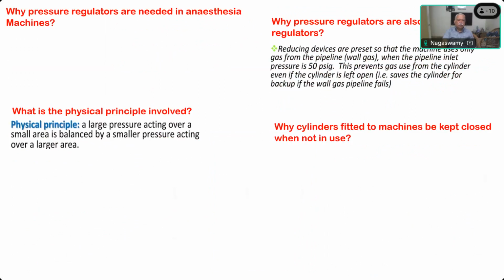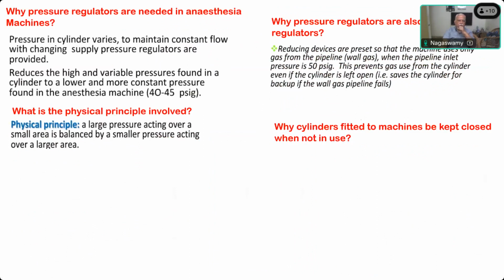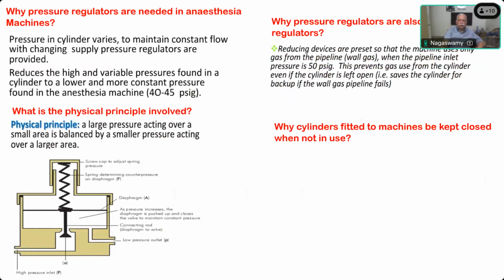Why are pressure regulators needed in the anesthesia machine? It's because you maintain a constant flow and also reduce the high variable pressures. What is the physical principle used there? This is the principle that is used. Pressure regulators are also called preset regulators because they reduce pressure to a preset level of 14 to 15 psi.